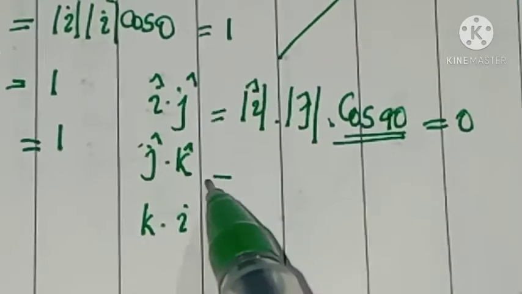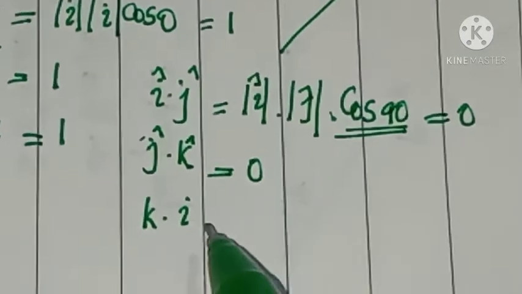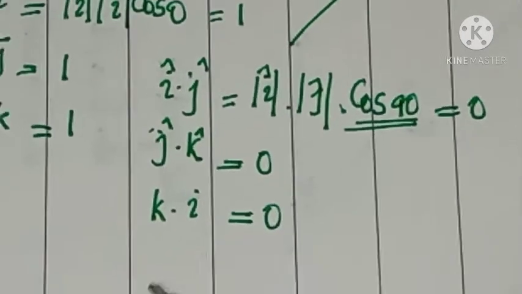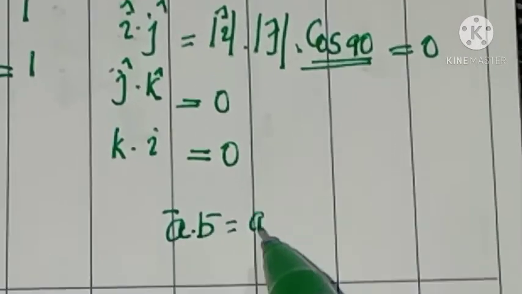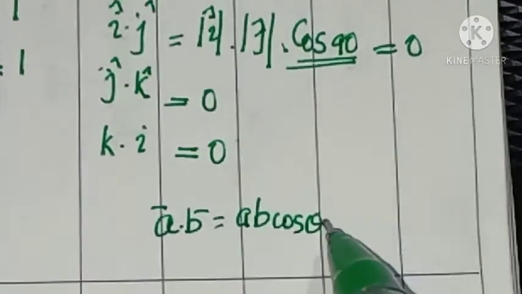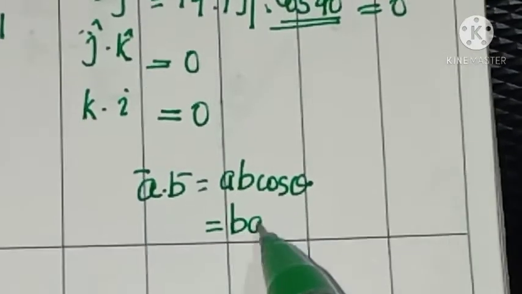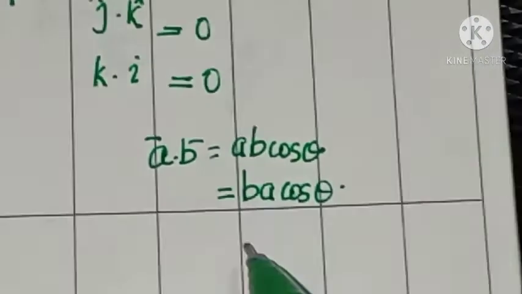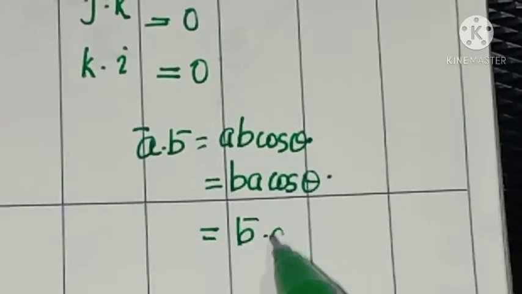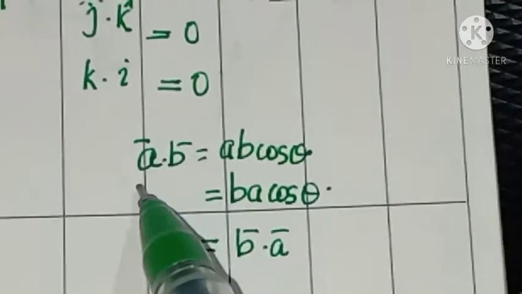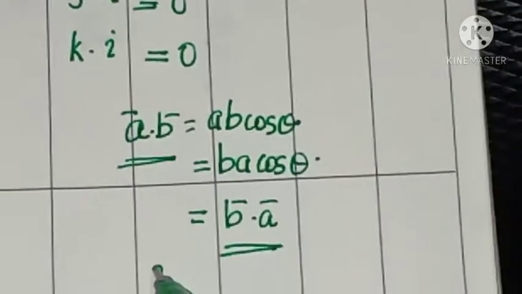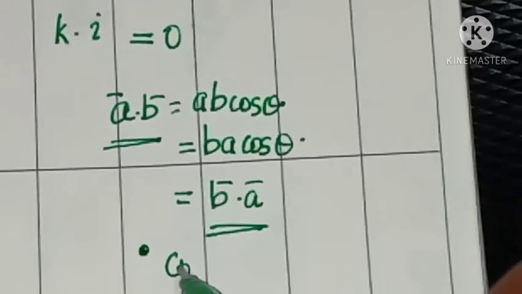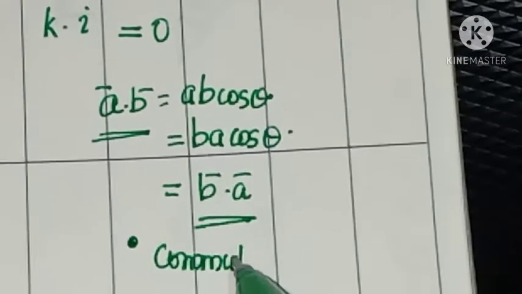Similarly, we can define j dot k = 0, k dot i = 0. Now listen, A dot B is AB cos theta. It is the same as BA cos theta, so it is equal to B dot A. So A dot B is equal to B dot A. That is, dot product or scalar product is commutative.